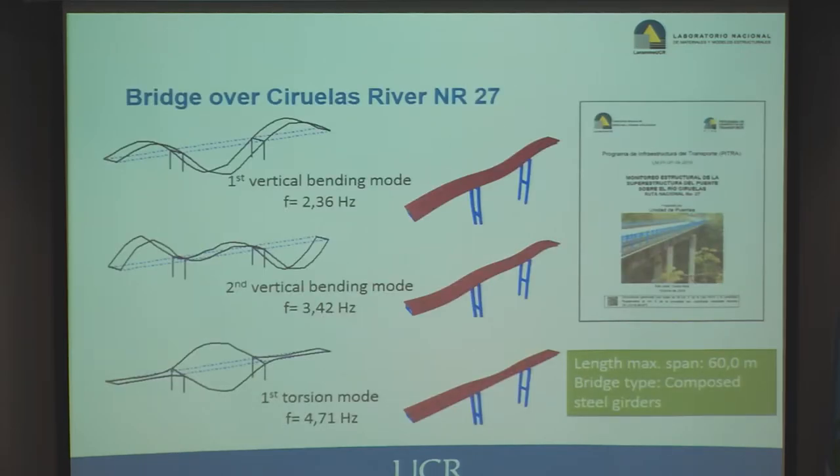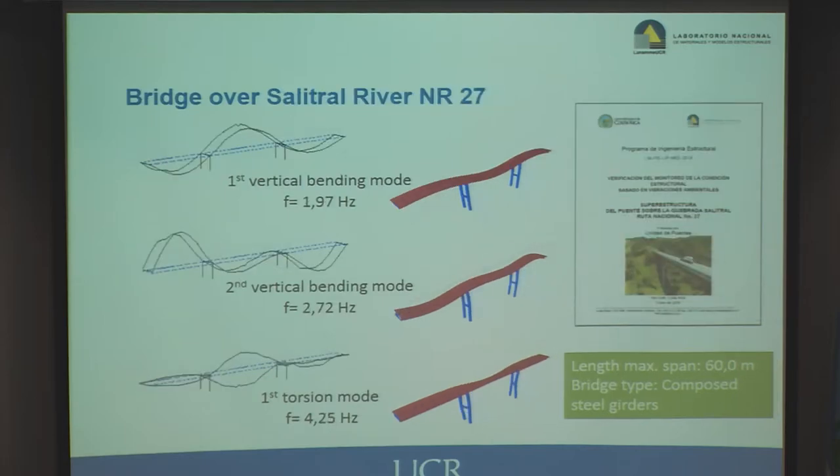Well, the Ciruelas Bridge, in this case, we obtained experimental and analytical results. You can see here it is a composite steel girder bridge, and the frequency of the first bending mode is 2.36 hertz. This is another steel bridge. It's the same type of bridge with the same length of maximum span. In this case, we obtain a lower value of frequency.